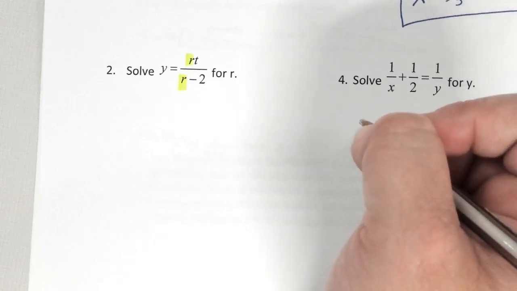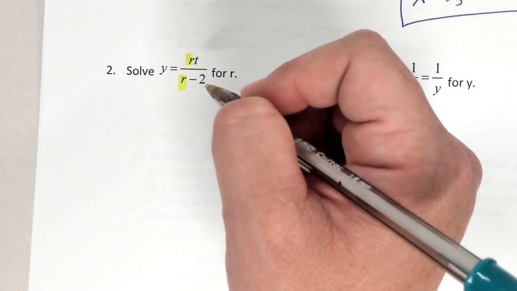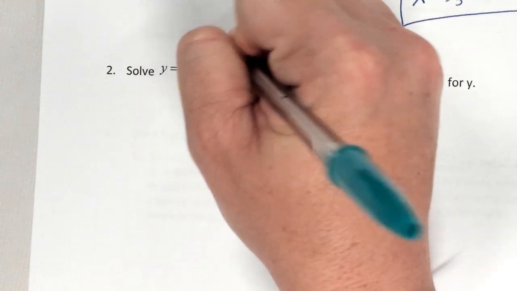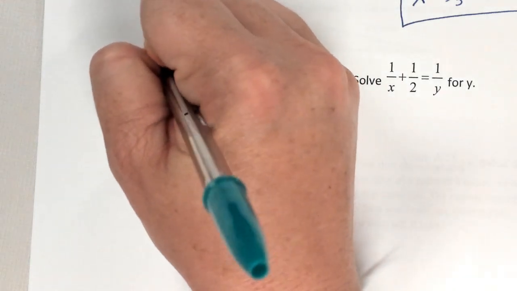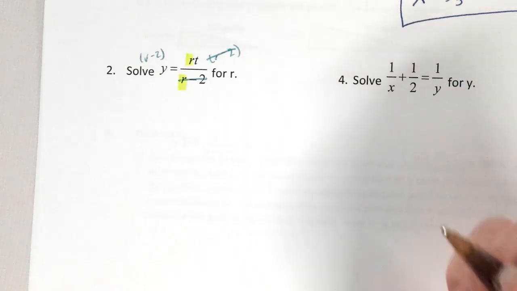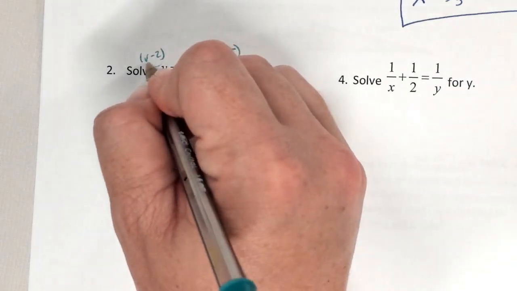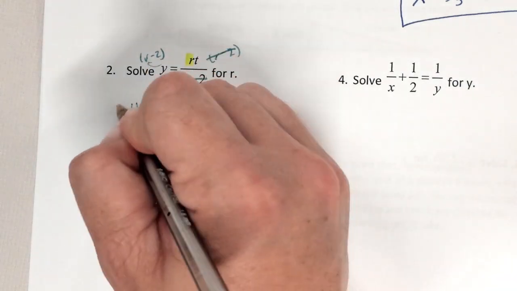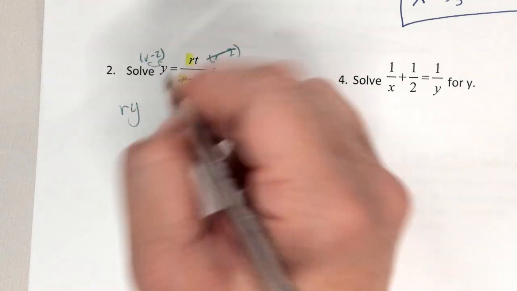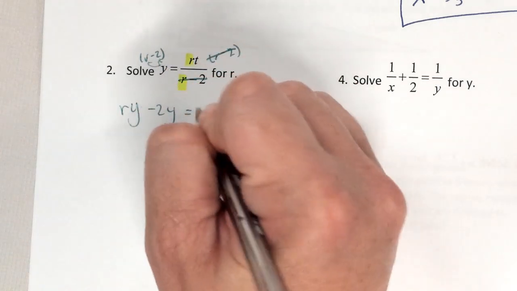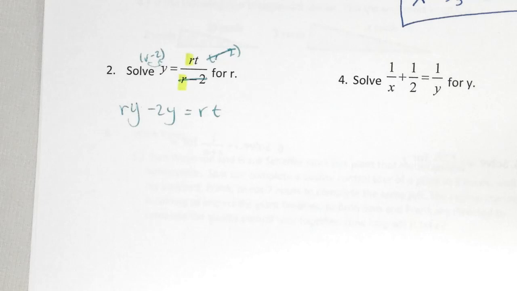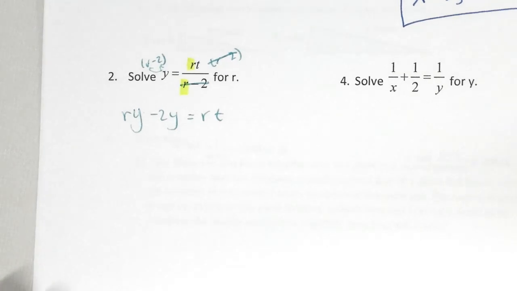Okay, so knowing that, I have to get rid of the fraction. So I'm going to multiply both sides by the denominator. So these cancel, and I'm left with y times r, which is ry, and y times negative 2 is negative 2y, equals rt. Any questions so far?